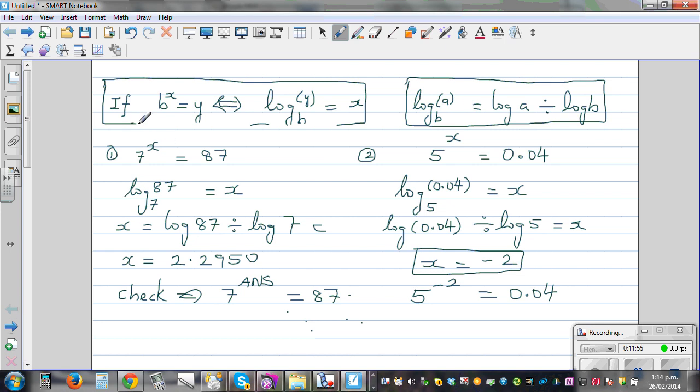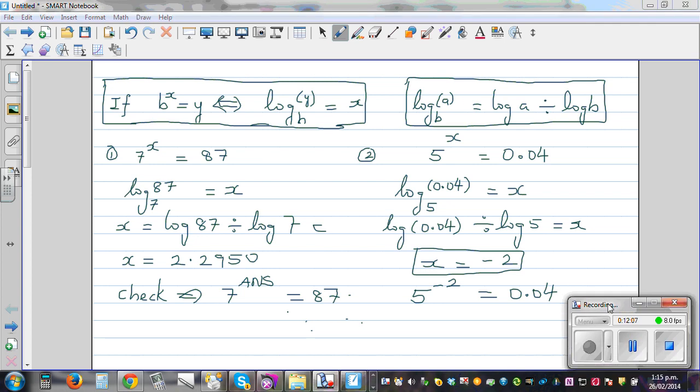So these are the two rules you need to remember to solve any log equation. One is from the exponent form. This is exponent form and this is the log form. And this rule is enough to solve any log equation.